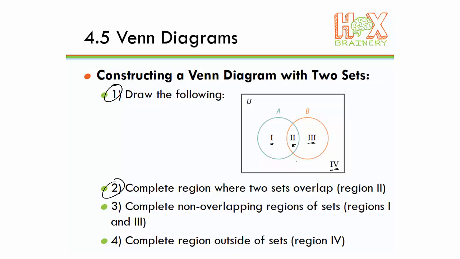So we're going to work our way from the inside out. We're looking at the most overlapping parts first and working outwards. So you're going to start with region 2, that's this region right in here. Then step 3, you're going to work on the non-overlapping regions. That's going to be regions 1 and 3, so region 1 here and 3 here. Then you're going to complete the region that's outside both of those sets, which is your region 4.